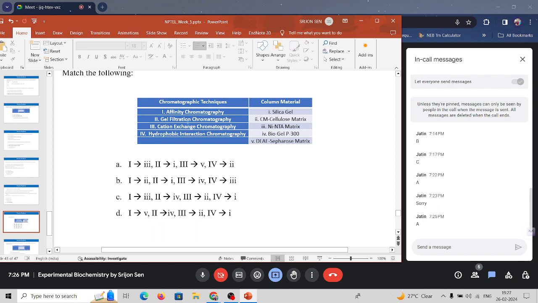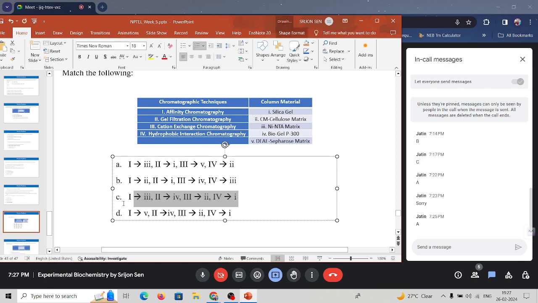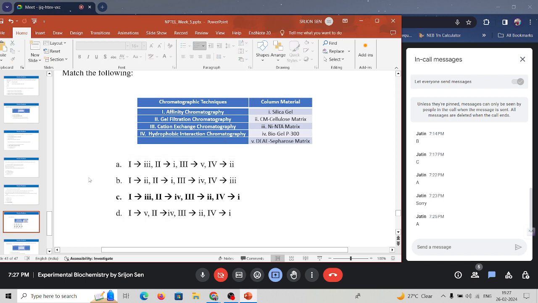So affinity chromatography, nickel-NTA matrix. So 1, 3. So C can be correct. Next, gel filtration chromatography, Biogel P300. Then cation exchange chromatography, CM cellulose matrix. And hydrophobic interaction chromatography, silica gel. So option C is correct.